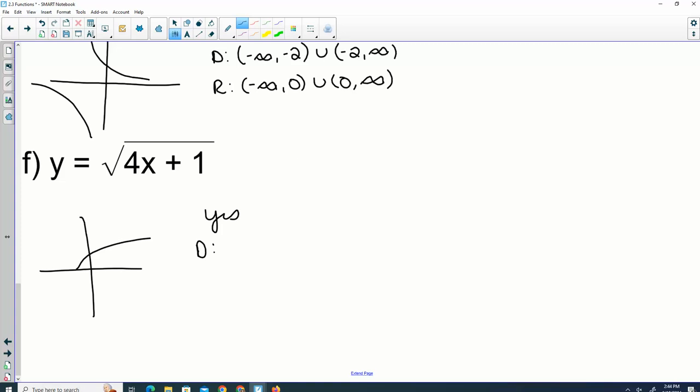If you can't, we know that in an even radical, the thing under the radical has to be positive. So it had to be greater than or equal to negative 1/4. Does it look like it started at about negative 1/4 on your graph? Should have. Our range, what y's do we hit? The lowest is 0.